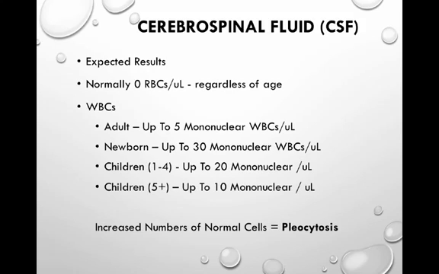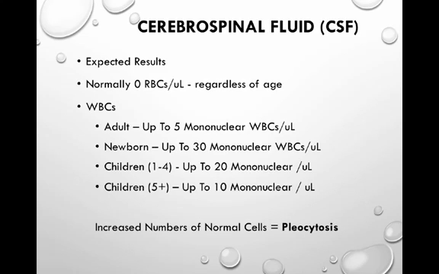So normally we don't find any red blood cells in cerebrospinal fluid. The normal value and type of white blood cells is dependent on the patient's age. For adults, up to 5 mononuclear white blood cells per microliter is normal. Newborns, up to 30 mononuclear white blood cells per microliter is normal. Children ages 1 to 4, we can have up to 20 mononuclear cells per microliter, and at 5 years of age, up to 10 mononuclear cells per microliter.